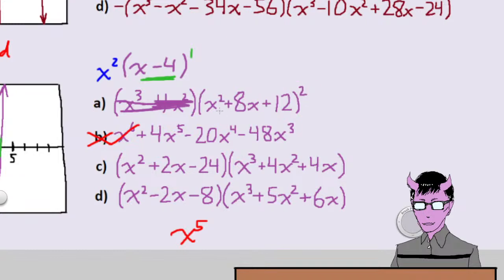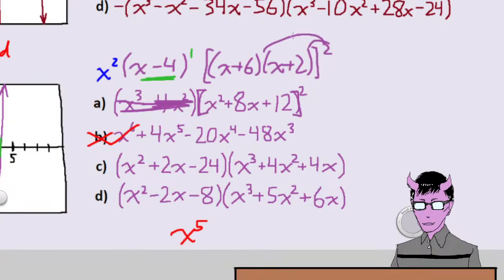There's a 2 outside, but let's take care of the inside first. Factors of 12 that add up to 8 are 6 and 2. So this part is just this inner part. If we consider these as brackets, there's still a squared on the outside, so we can distribute that to each factor. By the distributive property of exponents, this becomes squared, and that becomes squared.